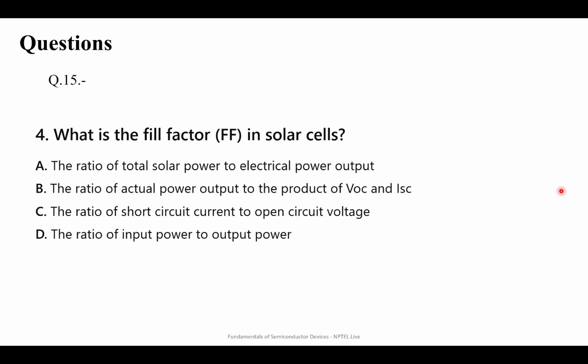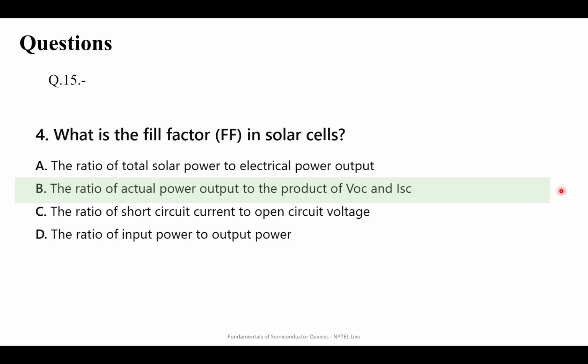What is the fill factor FF in solar cells? The ratio of total solar power to electrical power output, the ratio of actual power output to the product of VOC and ISC, the ratio of short circuit current to open circuit voltage, the ratio of input power to output power. Sir, it will be option B. Yes, the answer would be B, actual power output to product of VOC and ISC.